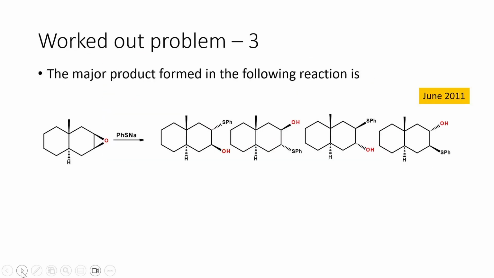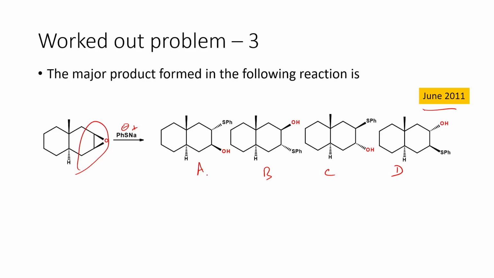So let us move on to the next problem. This problem appeared in June 2011. So the major product formed in the following reaction is, here an epoxide is given, and similar to the first case we have seen, we have a thiolate anion. So basically the thiolate anion opens up this epoxide ring. So we have various combinations of the product that will be formed, A, B, C and D.